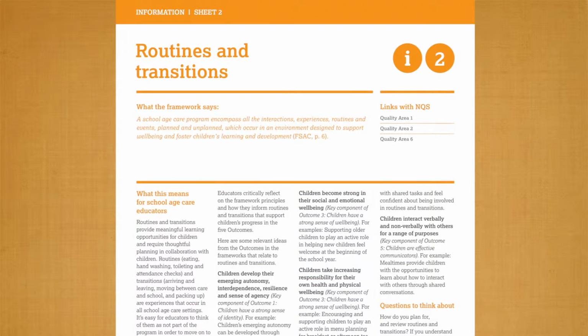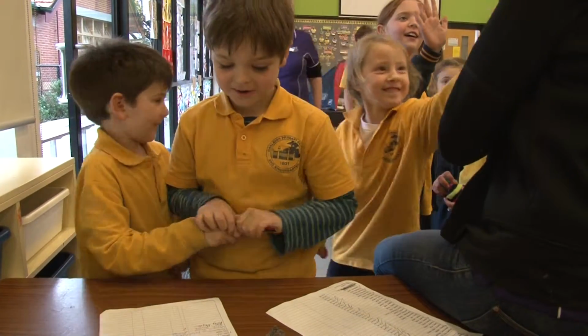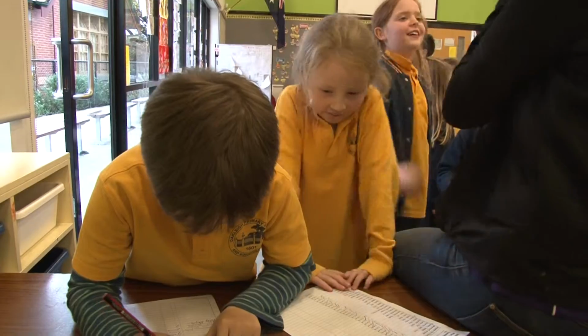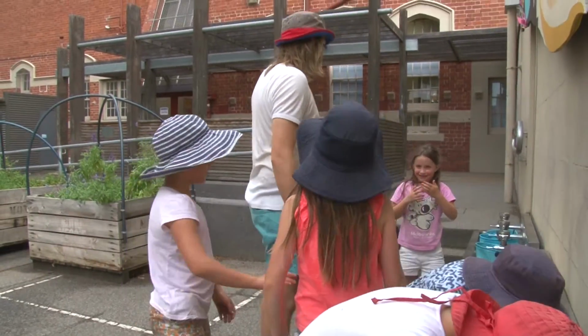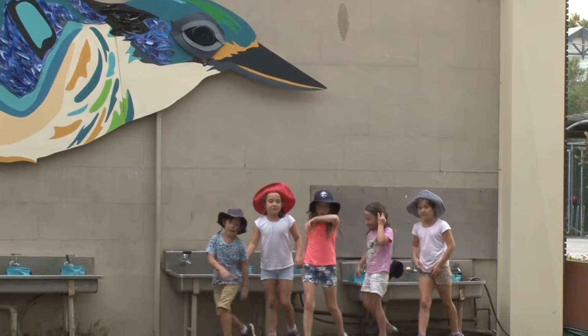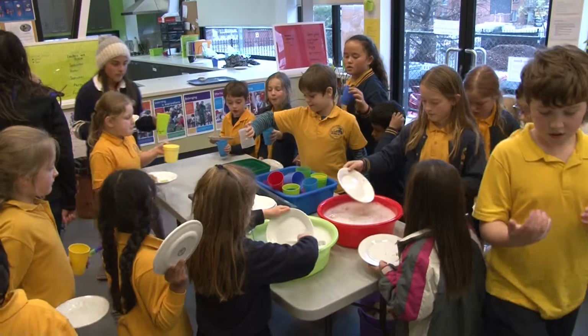Another example is Information Sheet 2, Routines and Transitions. There are a number of different routines and transitions that are unique to school-age care. This resource sheet encourages educators to look at routines and transitions as an important learning experience, and it helps them to plan and identify those learning experiences and make the most of these as learning opportunities for children.